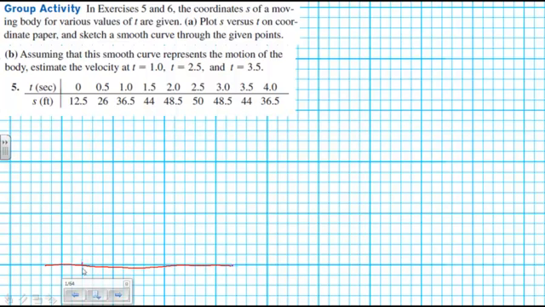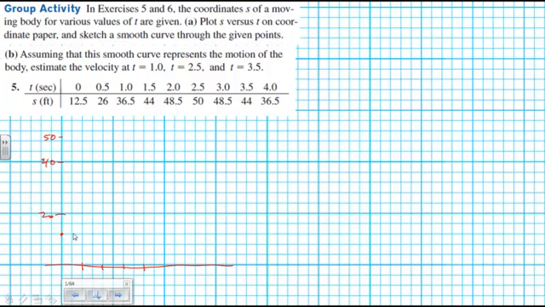Let's make this 1, 2, 3, and 4. Let's go up to, well, we have to go up to 50. So let's call this 20, 40, and then that means 50 would be right there. All right, so at time equal 0, we're at 12.5. Here's 10, so 12.5 is about there.